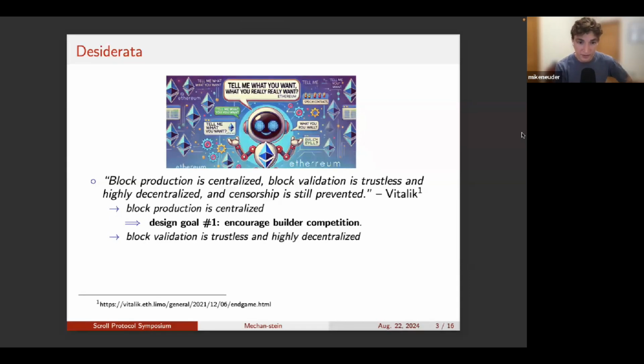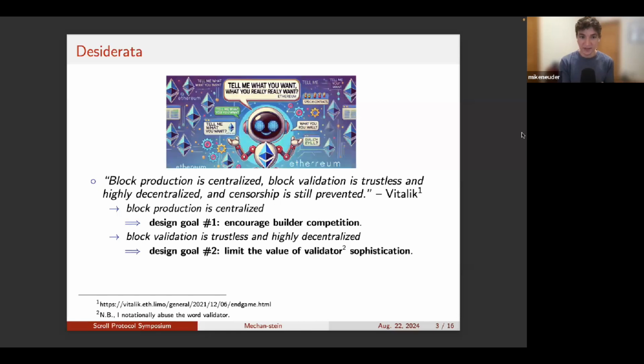The second clause of that sentence says block validation is trustless and highly decentralized. To operationalize that, I put forth design goal number 2, which is to limit the value of validator sophistication. It is worth noting that I asked Vitalik about this quote specifically, and he said it's a bit of a misnomer, because in block validation historically, he was thinking more about being able to validate the state, maybe a ZK proof that the transactions are valid, rather than using validation as a synonym or an example of someone participating in Ethereum consensus.